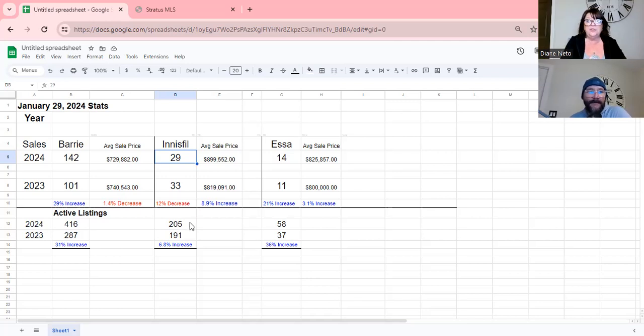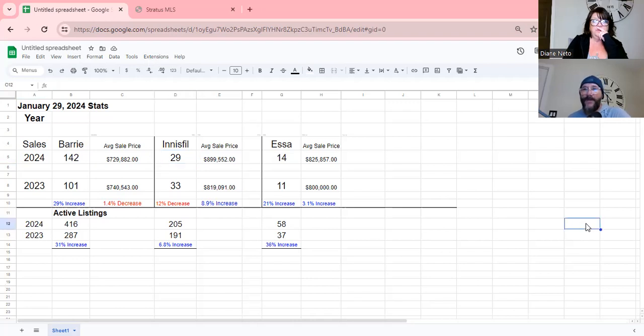We also still have 205 active listings, and there were only 191, which is only a 6.8% increase in listings, where Barrie had a 31% increase. Essa has a 36% increase. Innisfil's inventory level didn't get a huge increase. I think there are a few reasons for that, but that could be a whole other video, to be honest. I think it's because the high price point homes are taking a long time to sell. So do you want to put up for sale and be like everybody else and get frustrated? Probably not the right time to do that right now.